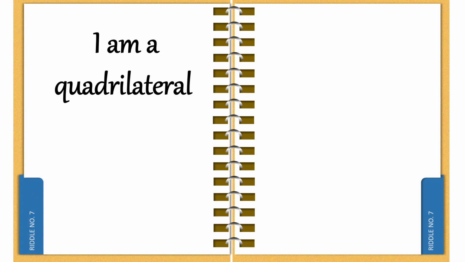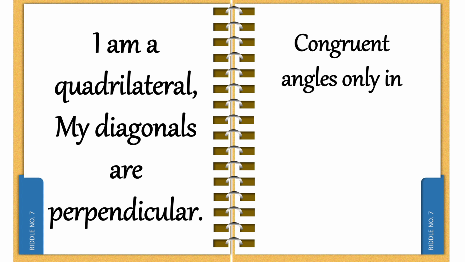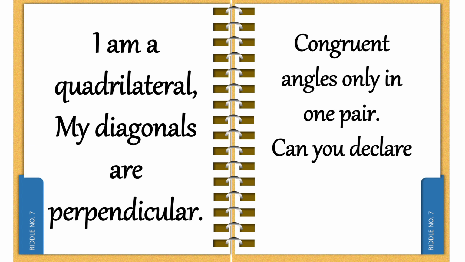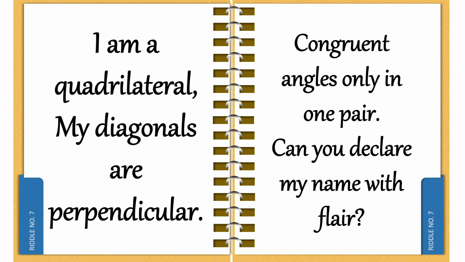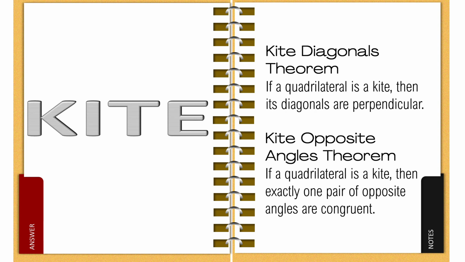I am a quadrilateral. My diagonals are perpendicular. Congruent angles only in one pair. Can you declare my name with flair? Kite is the correct answer. These two are the theorems that support the answer of the riddle.